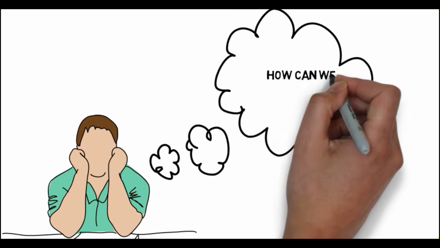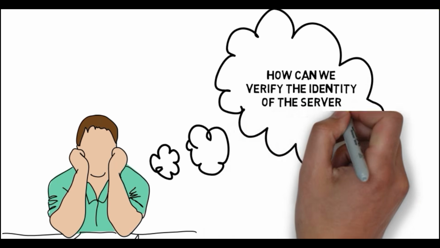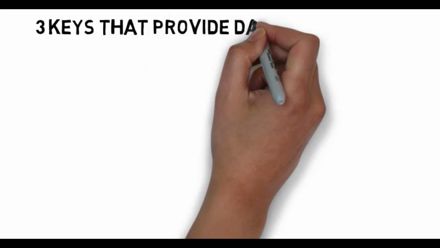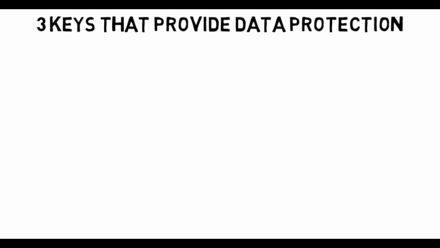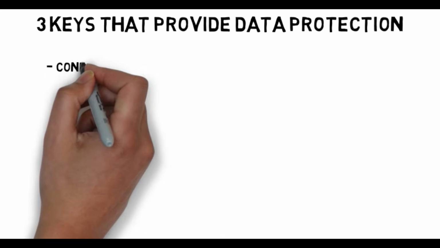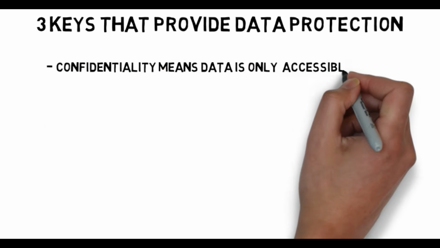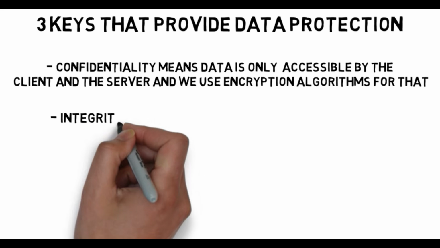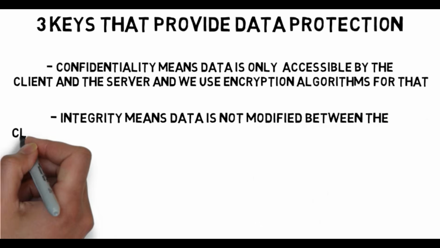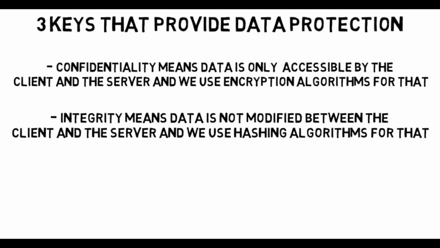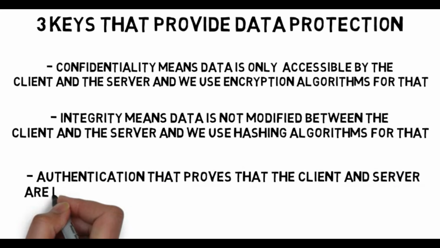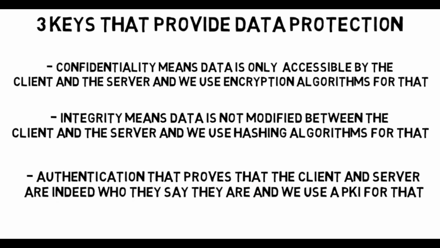But again, how can we prove that the client or the server is really who they claim to be? This is where public key infrastructure, PKI, comes into play. Now we have 3 concepts that need to be present to confirm that data sent across the wire is secure and protected. We have confidentiality, meaning data is only accessible by the client and the server, and we use encryption algorithms for that. We have integrity, meaning data is not modified between the client and the server, and we use hashing algorithms for that. We have authentication, which proves that the client and, most important, the server are indeed who they say they are, and we use a PKI for that.